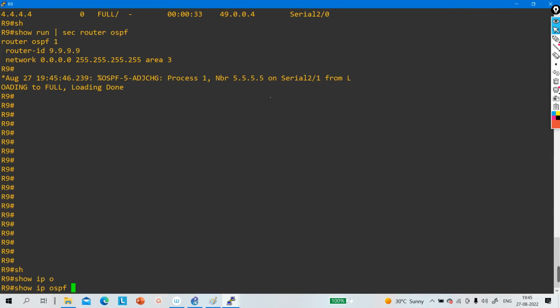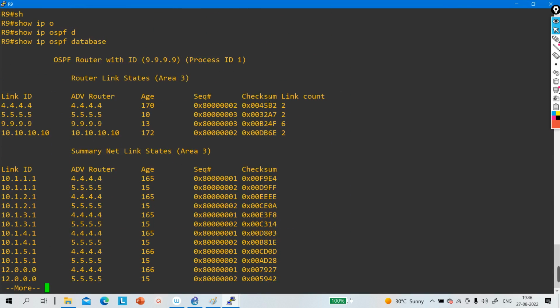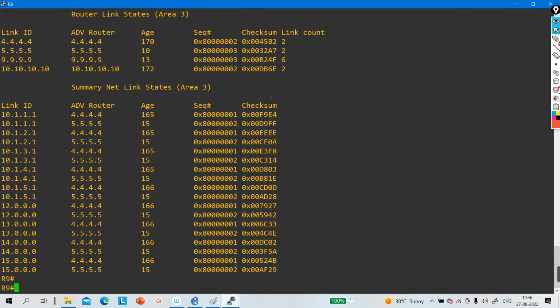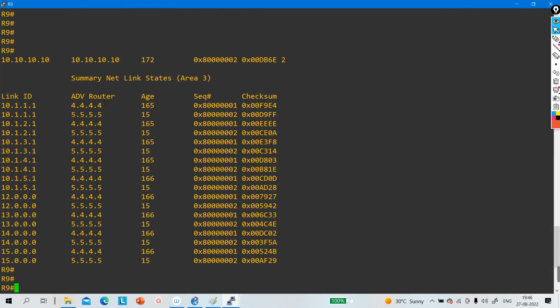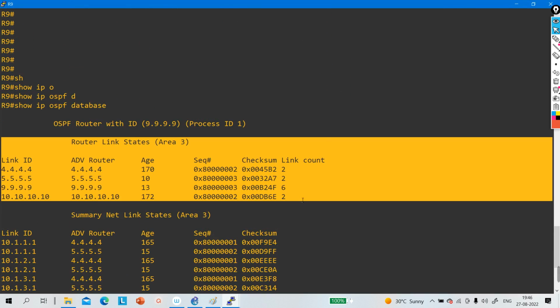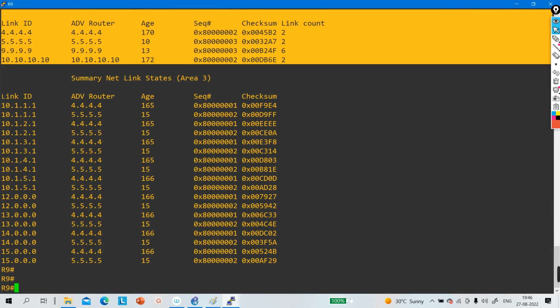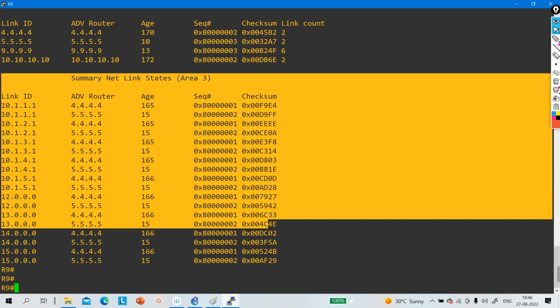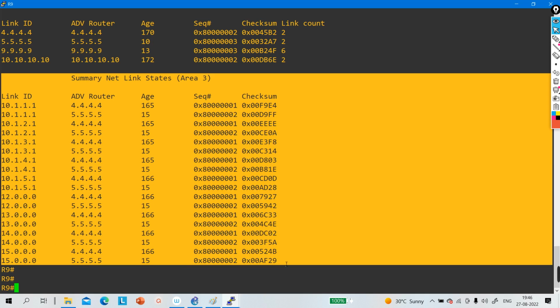So, IP OSPF database. Now router 9 is receiving some LSA 1 of area 3, and these are LSA 3, which router 4 and router 5 are generating. The ABR router is generating LSA 3. These LSA 3 share the prefixes of inter-area, right?